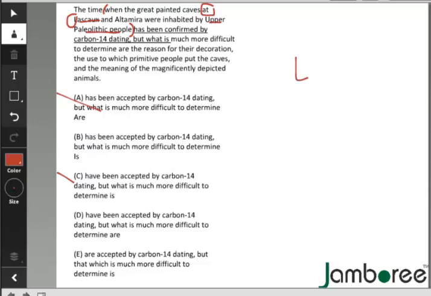In GMAT, for every question, there's a logic why they make it like that. There's a reason for every word that they put in.